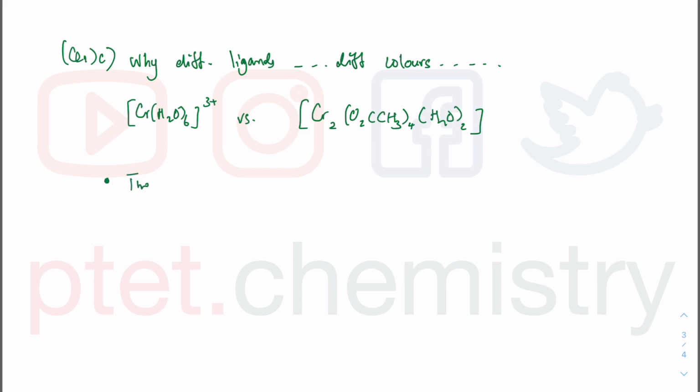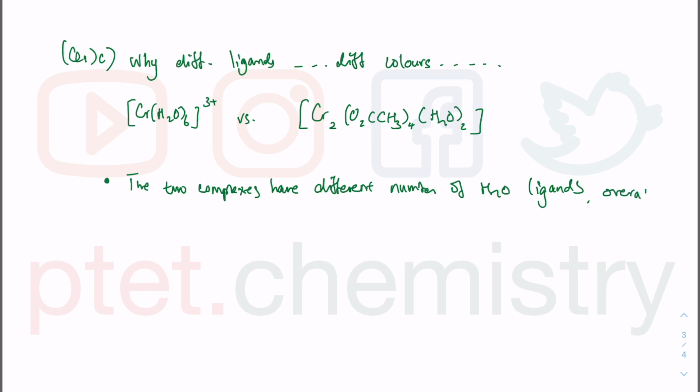So why? Okay, the two complexes have different ligands, have a different number of H2O ligands. So on the left you have 6 H2O, on the right you just have 2 H2O.